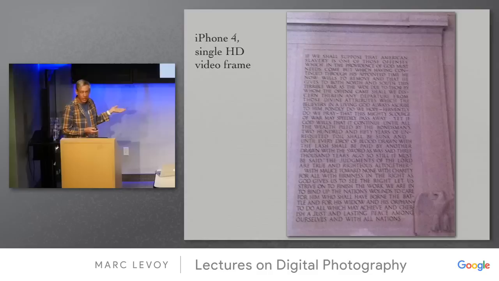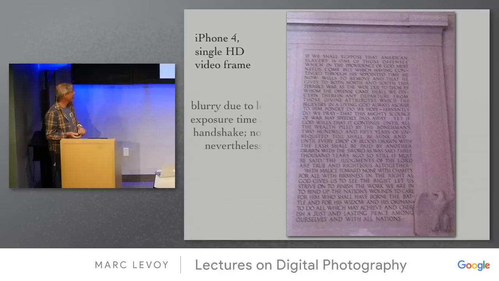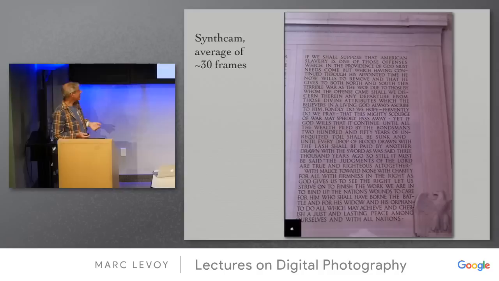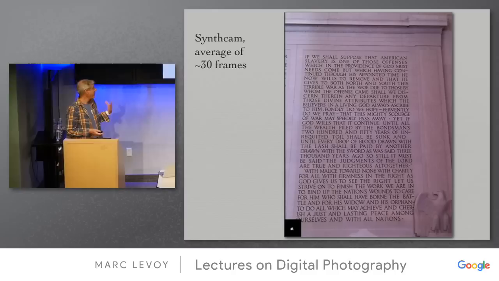So I've already talked about the electronic stabilization. This is my app again. This is the Lincoln Memorial, the second inaugural address. This is blurry due to a long exposure time. It's also noisy. And so I'm looking for lucky shots, actually. We'll talk about lucky imaging a little bit later. And then I'm averaging them together to reduce the noise.